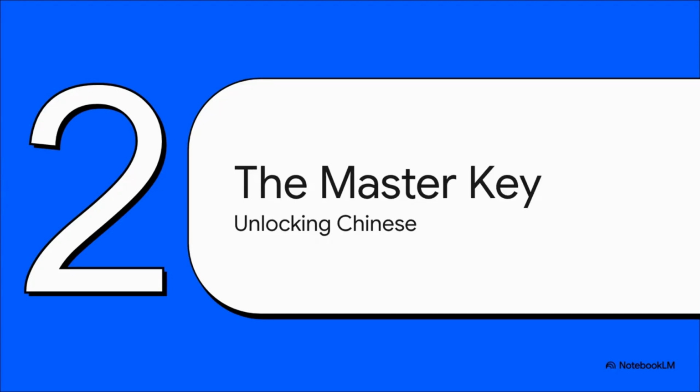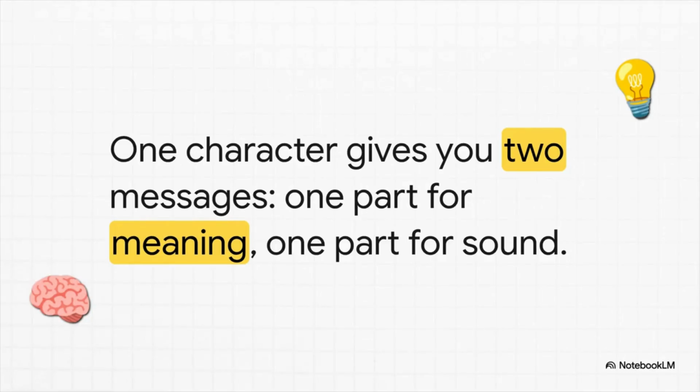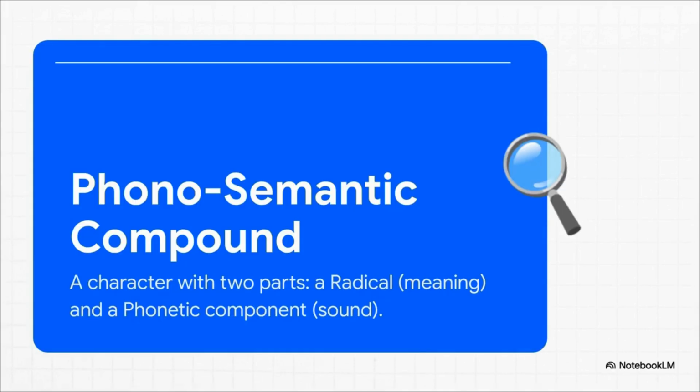But this isn't really just about these 3 characters. What we've actually found here is a kind of master key, one that can unlock hundreds and hundreds of other characters. The big secret is this. For a huge number of Chinese characters, one single character is actually giving you 2 messages at the same time. One part is giving you a clue about the meaning, and the other part is giving you a clue about the sound. Yeah, there's a fancy name for this. They're called phono-semantic compounds. It sounds super academic, but it's exactly what we just did. Semantic is for meaning, that's the radical part, and phono is for sound, that's our phonetic part. And this isn't some rare trick. This is actually how the vast majority of Chinese characters are built.